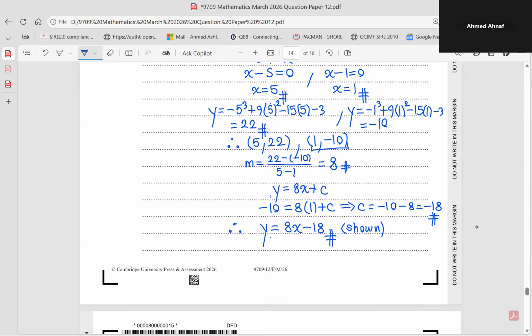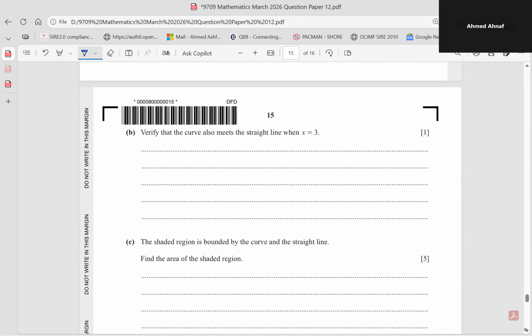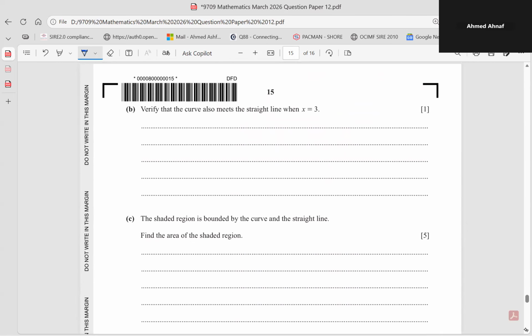Yeah, so with that, let's head on to the next part. For the second part, it's just 1 mark. We just have to verify, so double check, that the curve also meets the straight line when x equals 3. So I guess we basically have to find the y values of both of them when x equals 3.